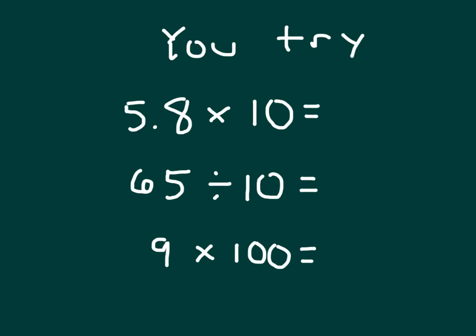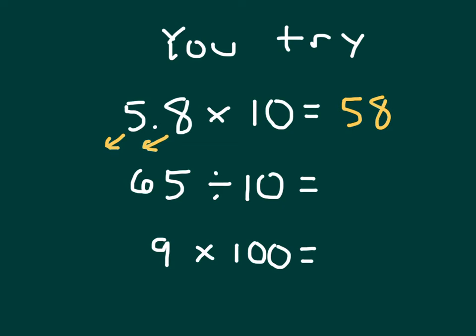It's your turn. You try these. Think about whether the number is going to be bigger or smaller, and how many place values you would move those digits if you're multiplying by 10, dividing by 10, or multiplying by 100. Pause the video. For the first one here, 5.8 times 10 would get 58, because each of those digits would end up being worth more.